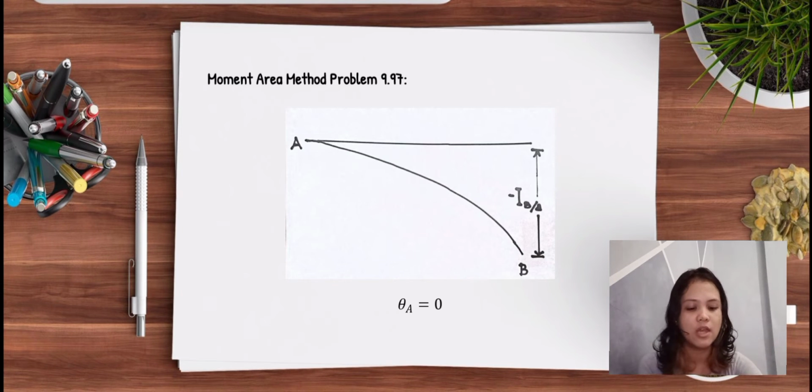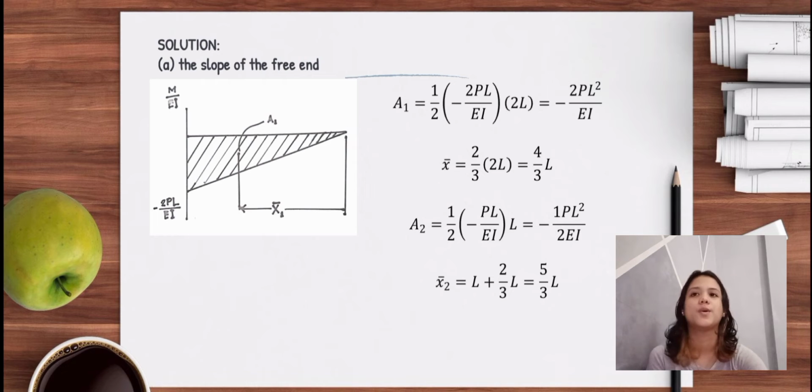First, we have to place a reference tangent at A, and note that slope A is equal to 0. So A is the slope at the fixed end. We have to draw the diagram by parts. As you can notice here, it is a negative sign since the force is going downward, and therefore the moment is negative.